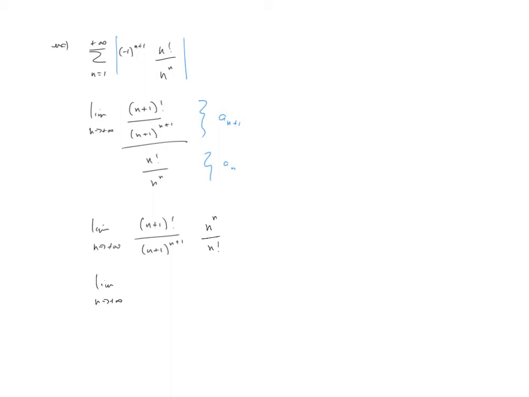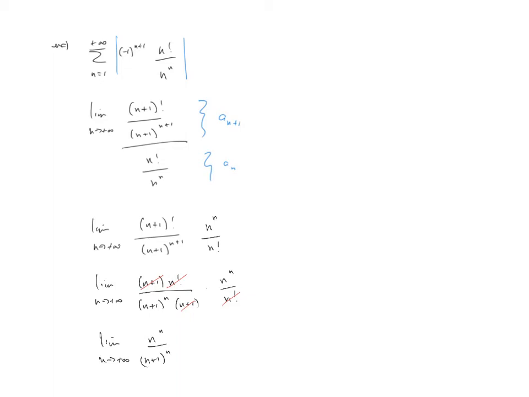So n plus 1 factorial is going to be n plus 1 times n factorial. And in the denominator, this is going to be n plus 1 to the n times n plus 1 to the first. And we still have this guy right here. Now, the reason why this was so convenient is because now the n plus 1 and n plus 1 can go away, as can the n factorial, leaving us with just the limit as n goes to positive infinity of n to the n over n plus 1 to the n.